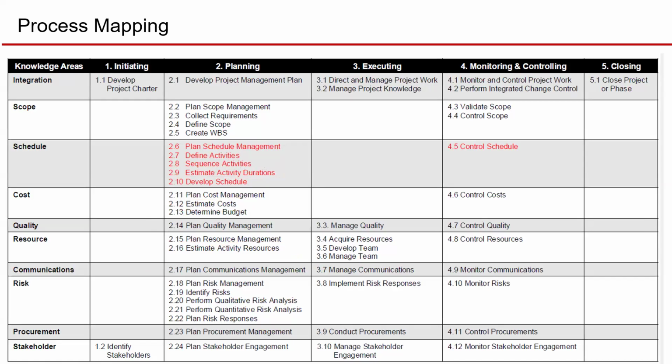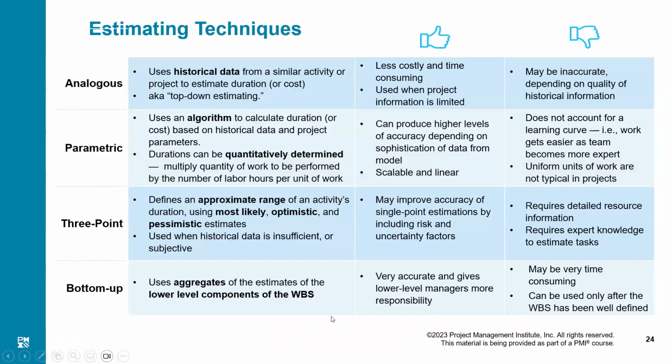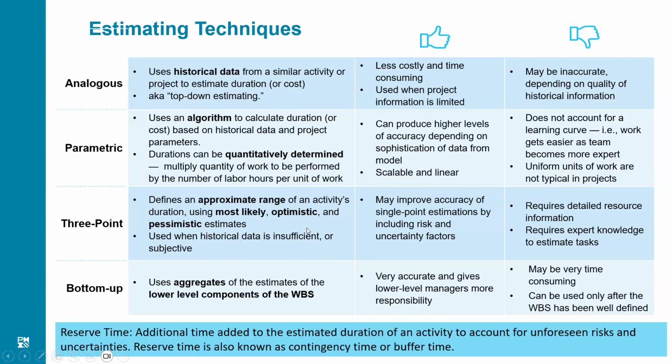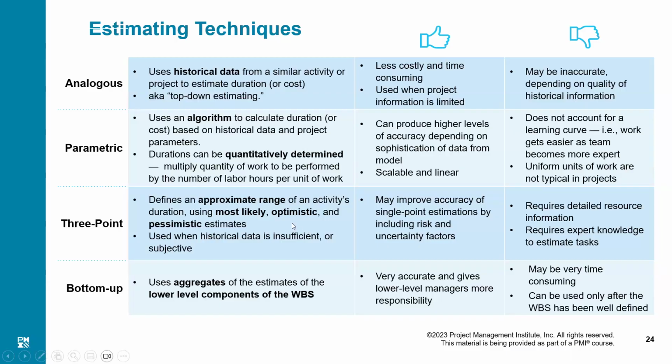So what are the techniques we have in estimating the duration, resources, and cost of the activities? Analogous estimation, parametric estimation, 3-point estimation, bottom-up estimation, and reserve time. We'll talk about reserve time in a minute. Before that, let's start with analogous estimation. You have just started to discuss a project and assume this project is just approved. You are at a very early stage of the project. You haven't done the planning yet.